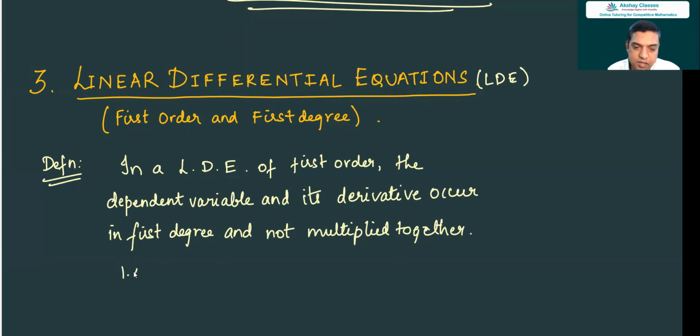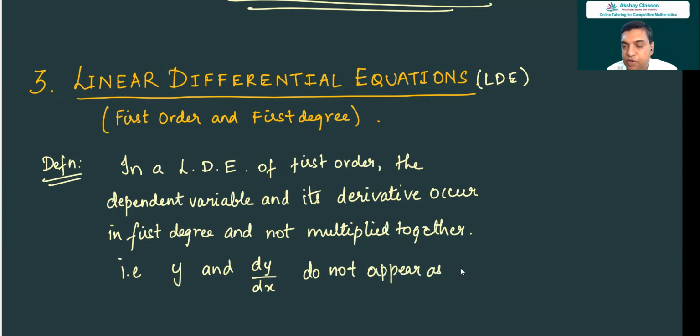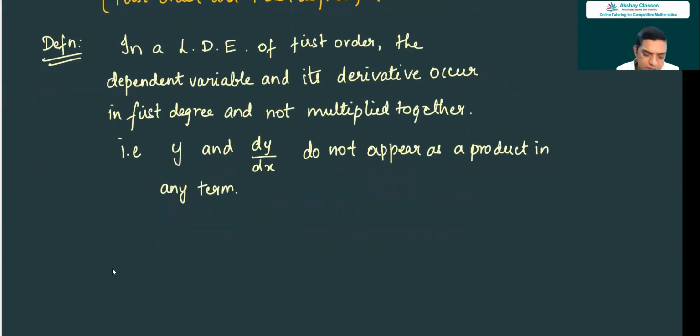That is, y and dy by dx do not appear as a product in any term. Okay. So standard form of linear differential equation of first order.